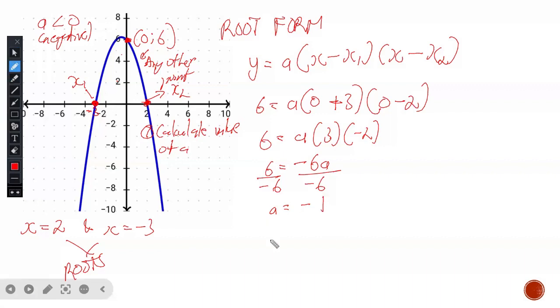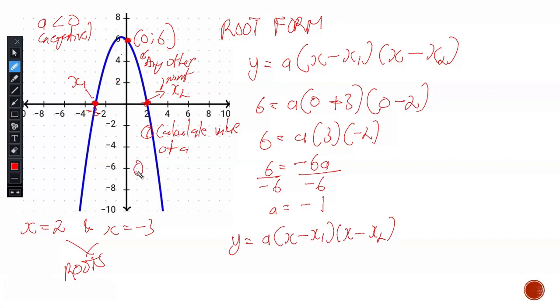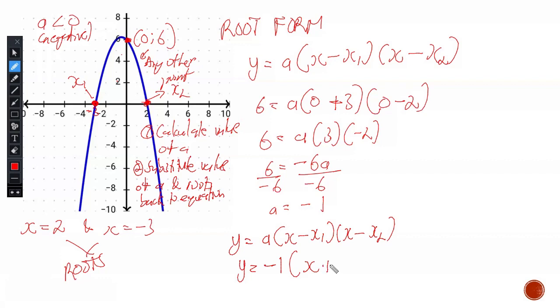Now at this point, if you have your value of a, then you'd have to substitute back into that equation. So y is equal to a, x minus x1, and then x minus x2. But this time around, we are only substituting the value of a and the roots. So substitute the value of a and roots back into the equation. Make sure that you note the steps, guys. This is y is equal to -1, and then x plus 3, and then we have here x minus 2, right? Now, obviously, you're going to have to foil what's in these brackets here.